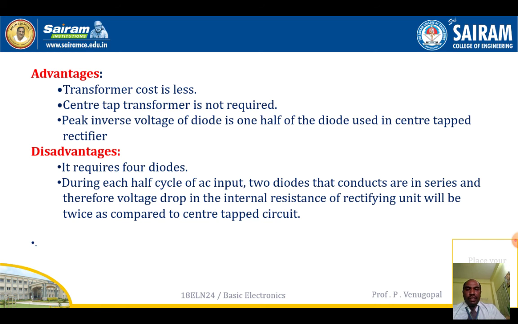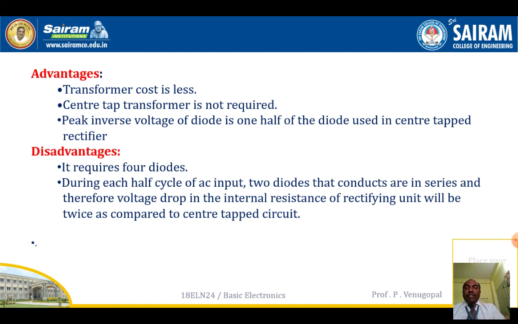So from this, it is clear that during the positive half cycle, two diodes are forward biased and two diodes are reverse biased. And during the negative half cycle, two diodes are forward biased and another two diodes are reverse biased. That shows that the rectifier conducts the current for the entire full cycle of the input AC. What are the advantages and disadvantages of this bridge rectifier?